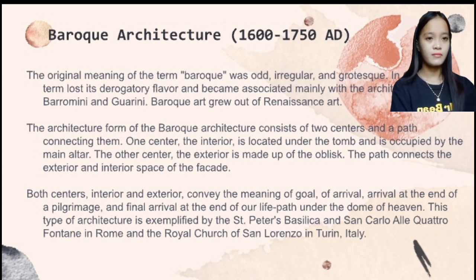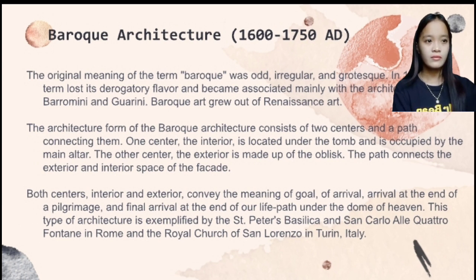The next one is Baroque architecture. The original meaning of the term Baroque was odd, irregular, and grotesque. In 1880, the term lost its derogatory flavor and became associated mainly with the architecture of Borromini and Guarini. Baroque art grew out of Renaissance art.